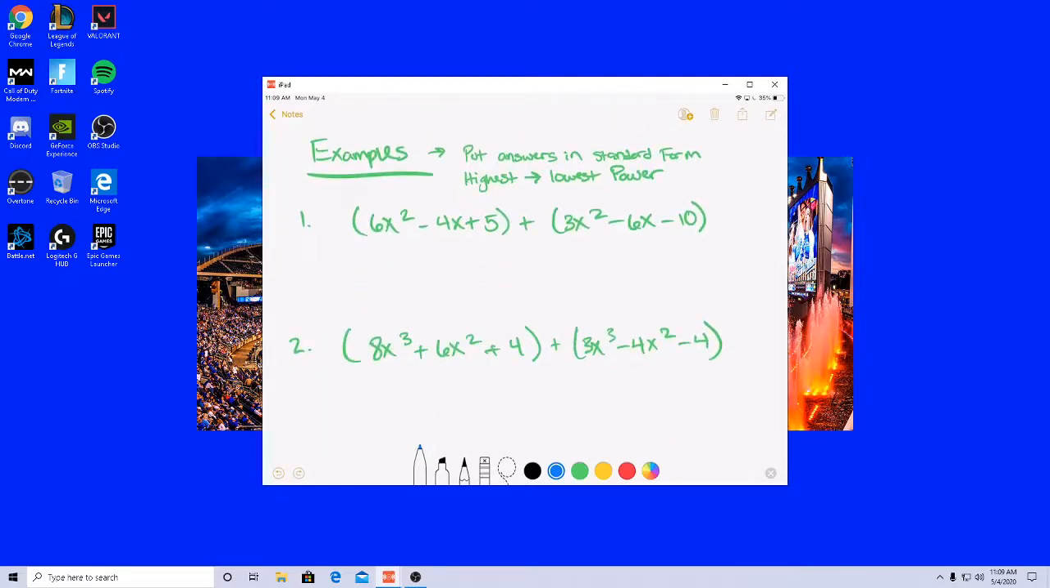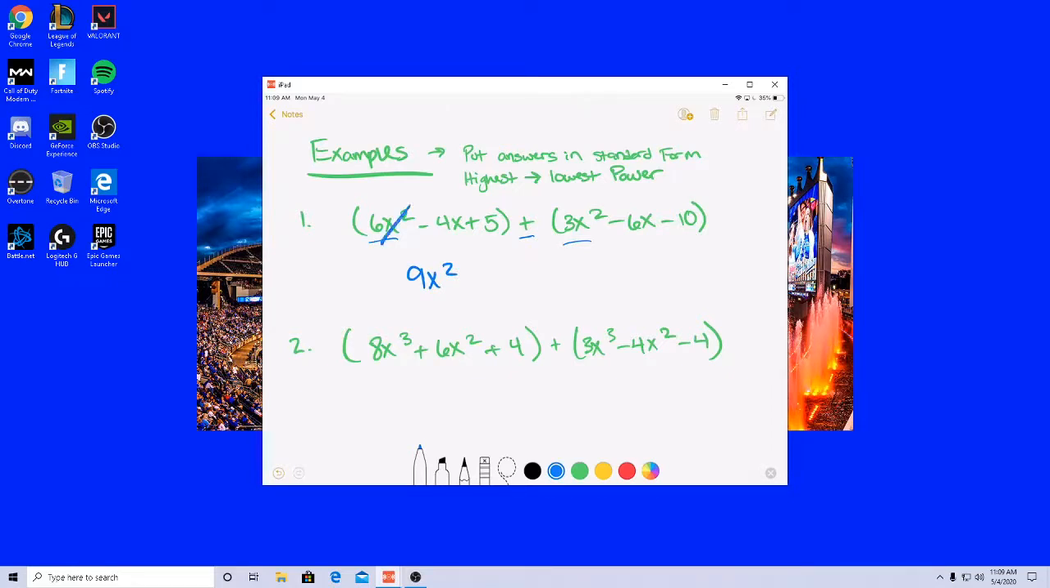So the first one, I'm adding, and I'm going to start with the highest power in the problem. If I look at all these terms, I have 6 to choose from. The highest power is squared. So we're going to start in the first parenthesis, work left to right, and I'm looking for another x squared. I have this one and this one to combine, and I'm going to add them. So 6x squared plus 3x squared is 9x squared. We can add those together because they're both x squareds.